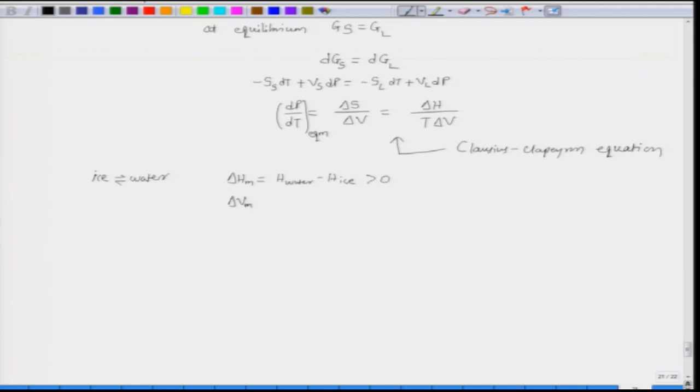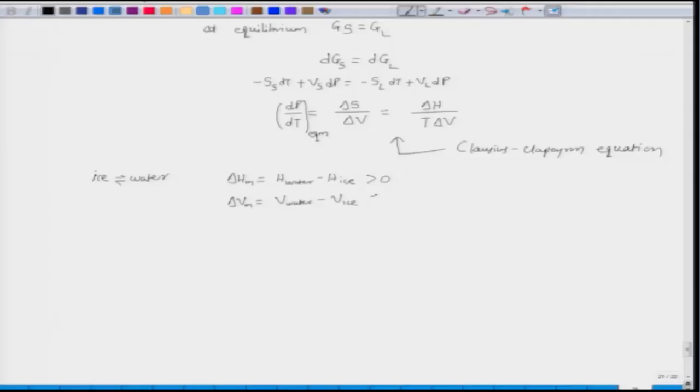What about delta V, the molar volume of water minus the molar volume of ice? Should it be negative or positive? Normally for melting, the volume will increase, right, because the liquid phase will have higher volume than the solid phase. But for water, it is reverse, because ice has lower density than water near 0 degrees Celsius. So the melting is associated with a reduction in volume. Water will have lower volume than ice, and so delta Vm is less than 0. So for melting of ice, dP by dT is negative, which means if I increase the pressure, the equilibrium melting point should be reduced.